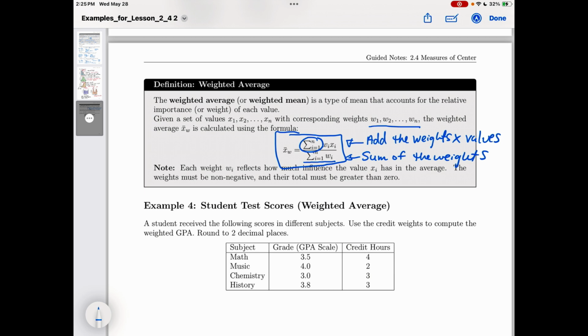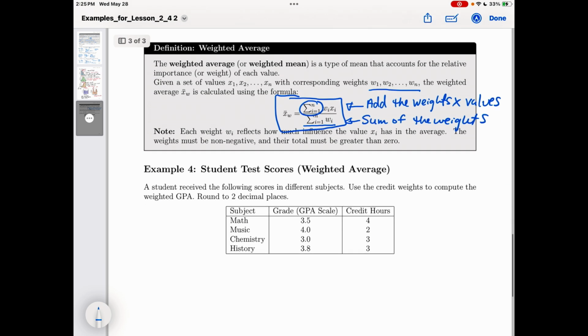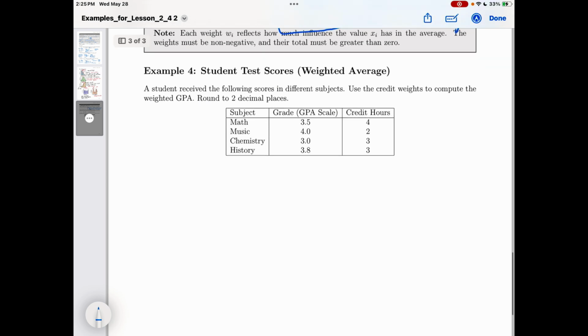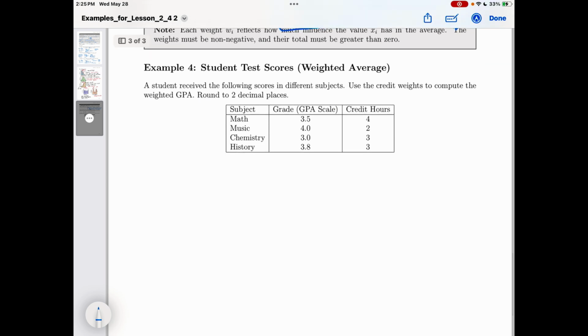So in a real life example, a weighted average is used for GPAs. This is how your grade point average is calculated. And this is how I calculate your final score in the class as well, because exams are going to weigh more than the homework, or your final exam might weigh more than your regular exams. So that's where the percentages are in the categories for your total grade. Those percentages for the categories are your weights.